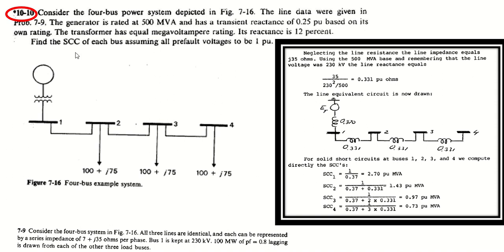Okay. So the first question that I have told you to attempt was question 10.10. It says: consider the four bus system depicted in figure 7.16 of the textbook, which is this figure. The line data were given in problem 7.9. Problem 7.9 says that all three lines are identical and each can be represented by a series impedance of 7 plus j35 ohms per phase.